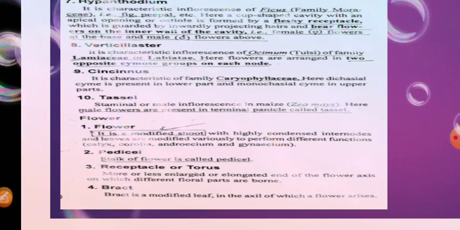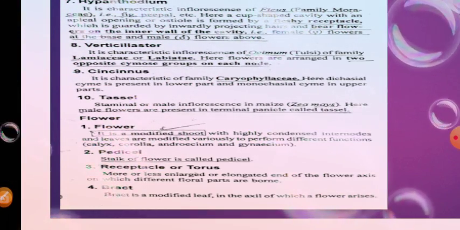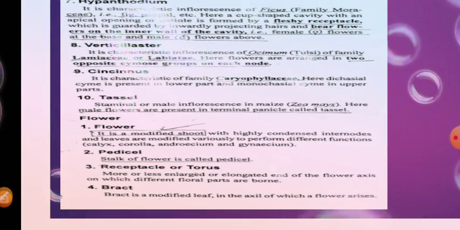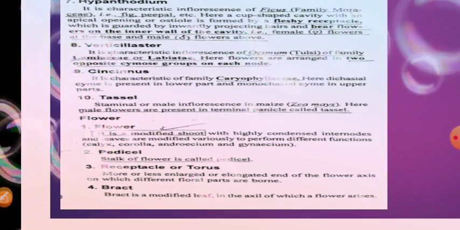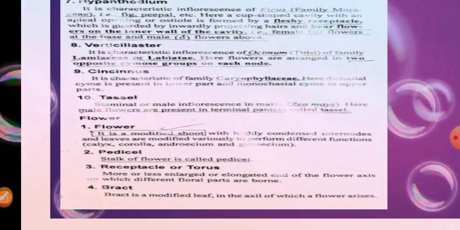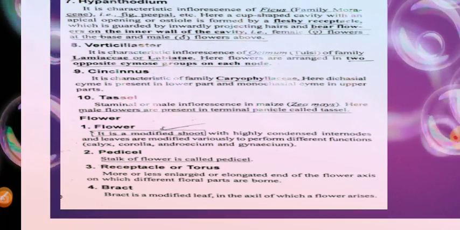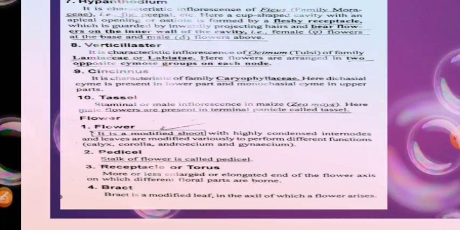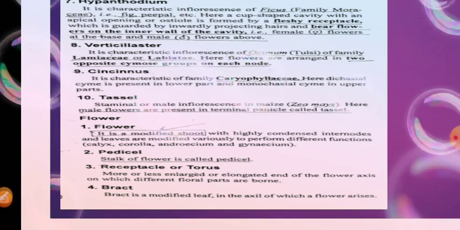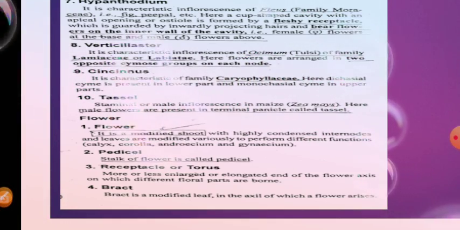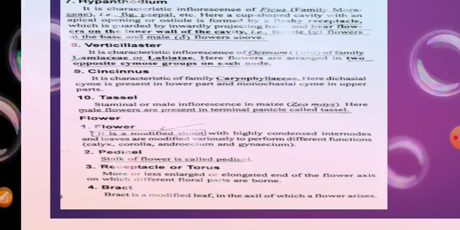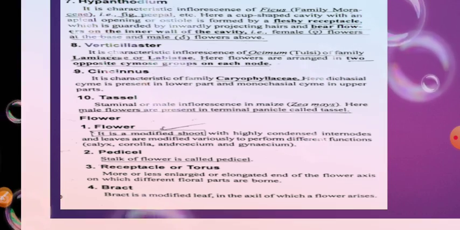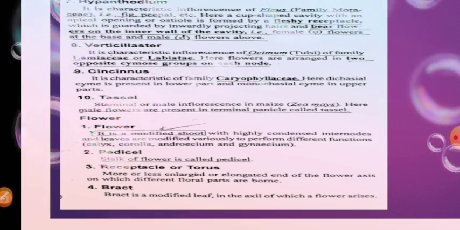Then the cincinnus type is basically found in the Caryophyllaceae family, where dichasial cyme is present in the lower part of the flower and monochasial cyme in the upper part. Then the tassel type means the male inflorescence in the case of maize. Its botanical name is Zea mays, and here the male flowers are present in a terminal panicle called the tassel.